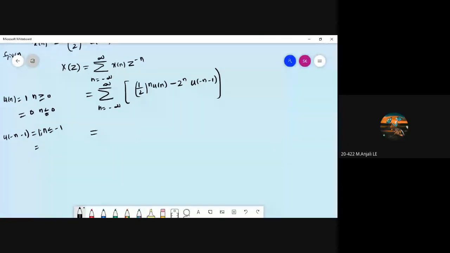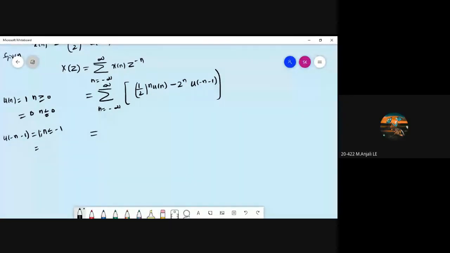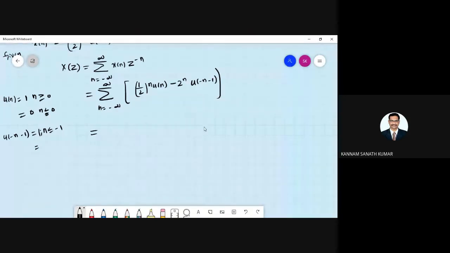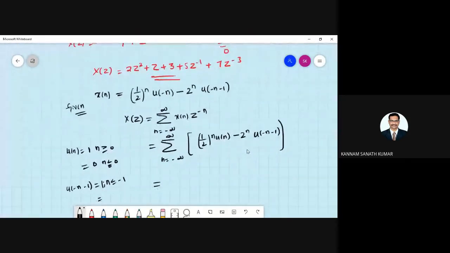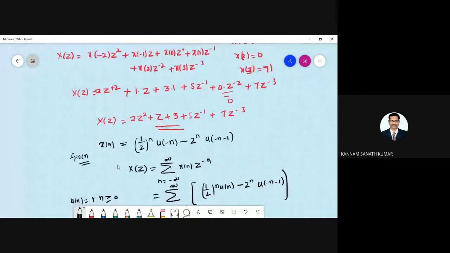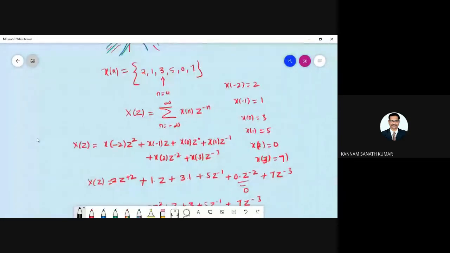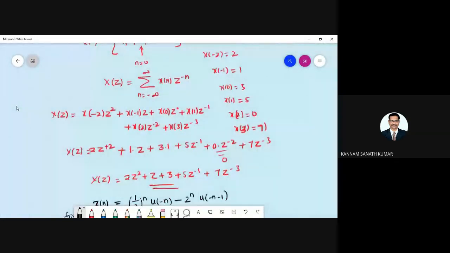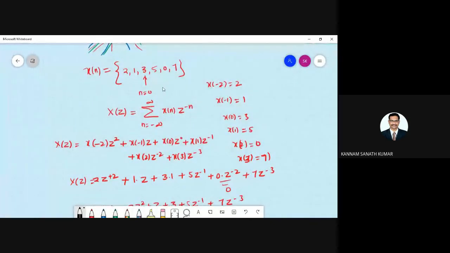Sir, your mic is muted, sir. okay, now is it audible? Yes, sir. Now it is audible, sir. Okay, so till which one this problem is okay? This problem is okay. This problem is okay.